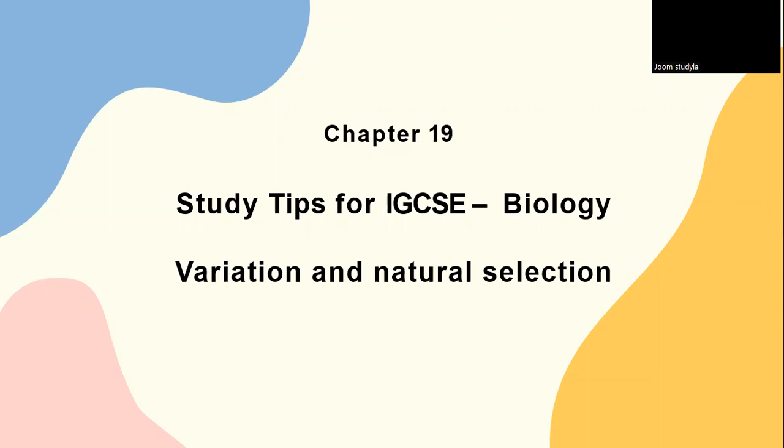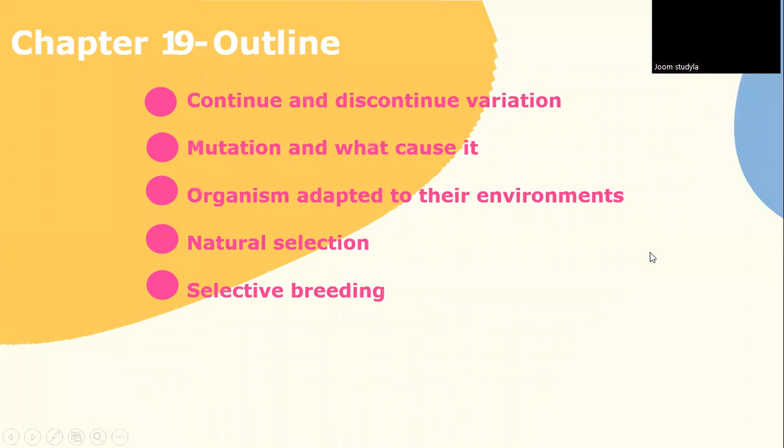Today's topic is related to variation and natural selection. Without further delay, let's begin. In this topic, you will find out about continuous and discontinuous variation, mutation and what causes it, organisms adapted to their environments, natural selection, and finally, selective breeding.